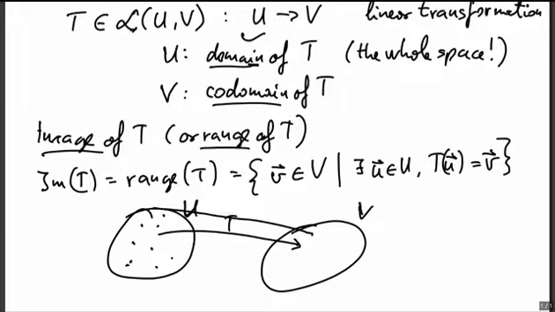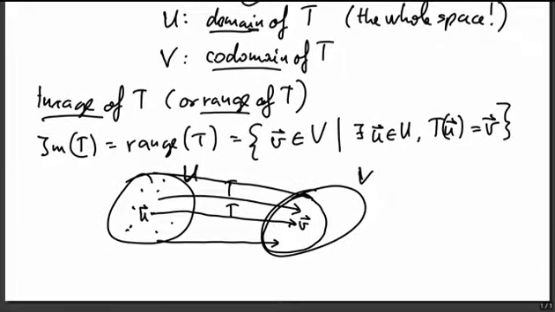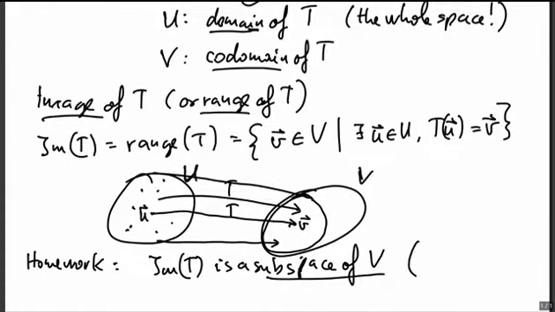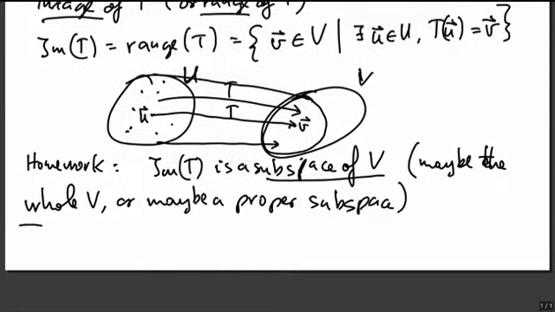So many times what we have is that only a subset of V has this property that it's the value of T at some vector element u. In fact, we have a theorem that you have to prove as a homework assignment that says that the image of T is a subspace of V. So for example, it could be the whole V or maybe a proper subspace.